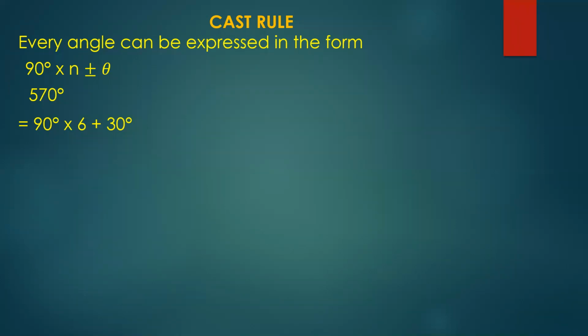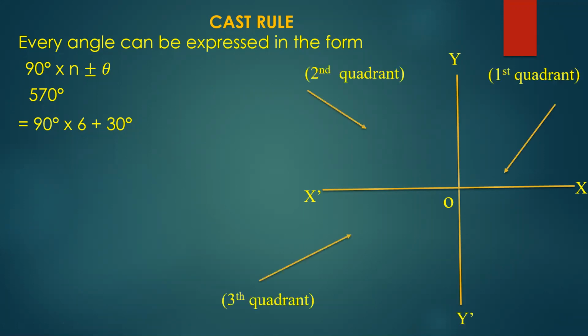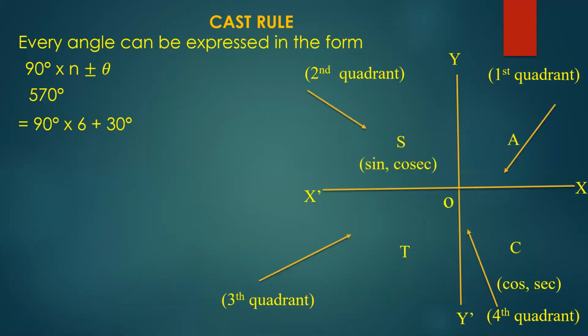Now let me tell you something before we start the cast rule. Look at this: this is the x axis, and this is the y axis. This is the first quadrant, this is the second quadrant, this is the third quadrant, and this is the fourth quadrant, right? And here we can use the cast rule this way, CAST. C means cos and sec, A means all, S means sine and cosec, and T means tan and cot.